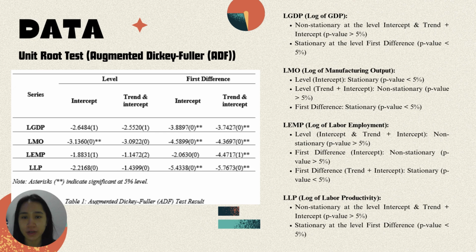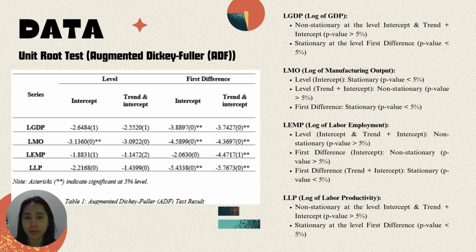Next, log of manufacturing output. It is stationary at the level of intercept, where the p-value is smaller than the 5% significance level, and non-stationary at the level of trend and intercept, where the p-value is bigger than the 5% significance level, and then it is stationary at the first difference of both intercept and trend and intercept, where the p-value is smaller than the 5% significance level.